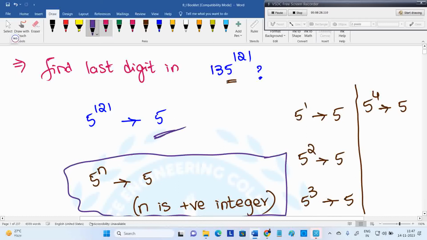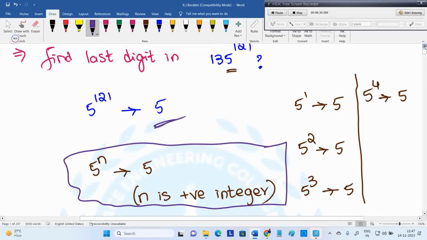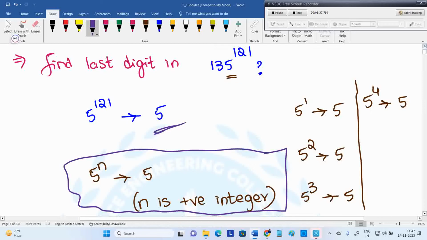Right. See the next question. I hope you got it. Please copy this question. Everybody copy this one. I saw the previous slide also, you can copy it. Last digit in 135 power 121. We have the analysis here. 5 power anything will end with 5 only. That is 5 power 1, 5 power 2, 5 power 3, 5 power 4, all ending with 5 only. So we said 5 power 121 is nothing but 5.